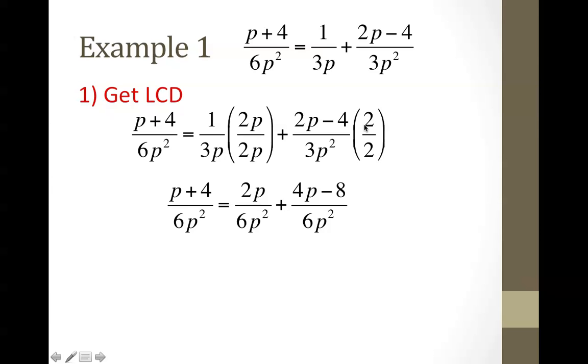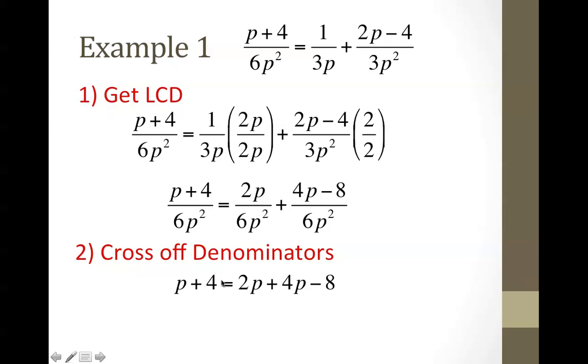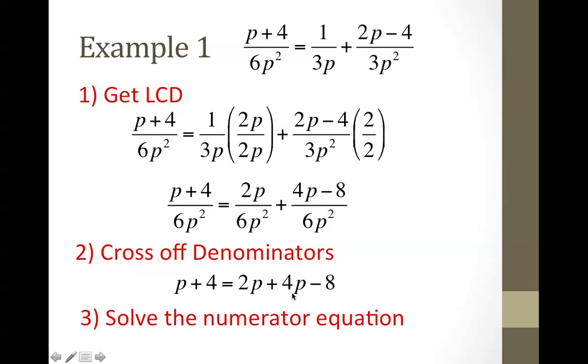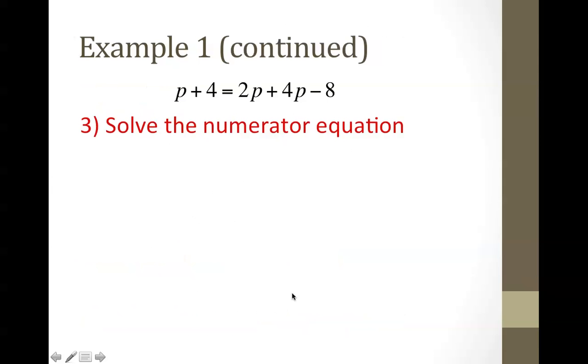Make sure that you distribute the 2 to the top. That is 4p minus 8. That is very important. Now, since all the denominators are the same, we can cross them off and just look at the numerator equation, which would be p plus 4 equals 2p plus 4p minus 8. And this equation we can solve like any normal equation.